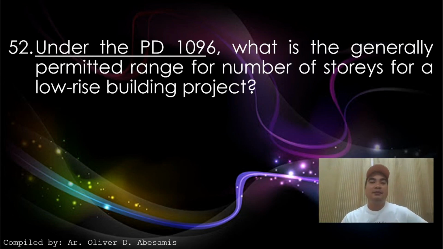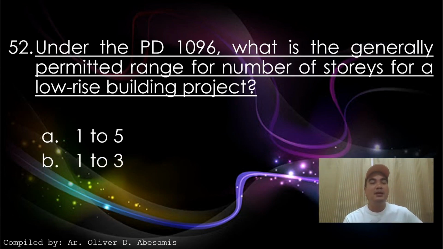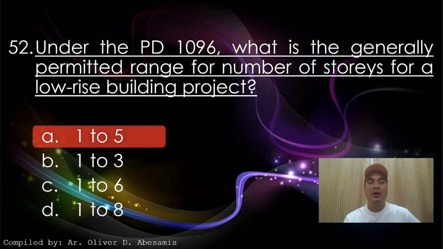52. Under the PD1096, what is the generally permitted range for number of story for a low-rise building project? A. 1 to 5, B. 1 to 3, C. 1 to 6, and D. 1 to 8. Answer? A. 1 to 5.